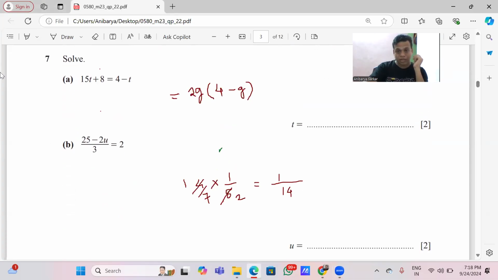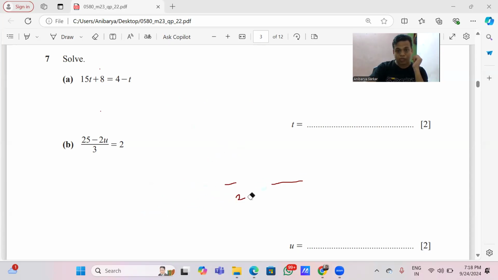Next sum is basically very easy. You have to solve the equation. This is solving equation. Okay. So we can solve this equation. So we know t is a variable, and 8, 4, these are constant numbers. So in this case, variable will come to the left side of equal sign, and number will come to the right side of the equal sign.